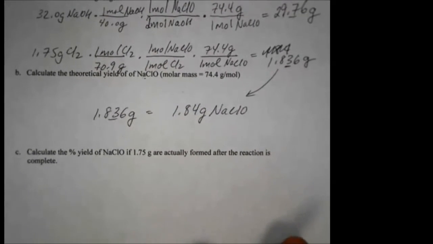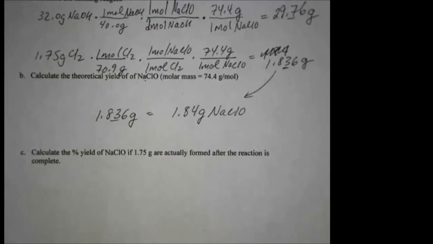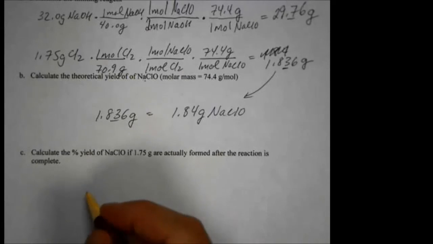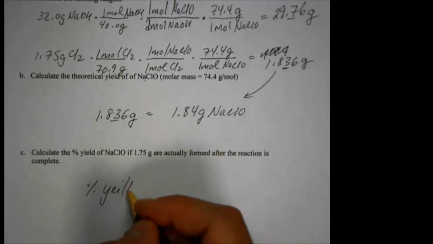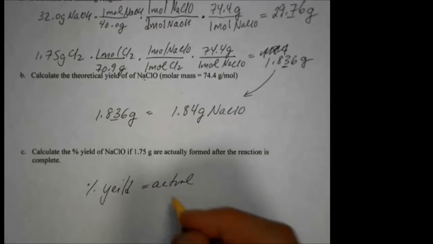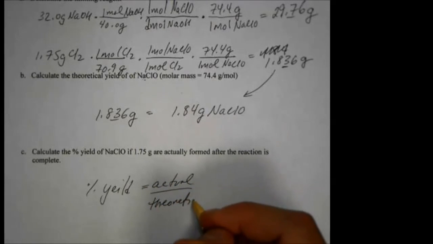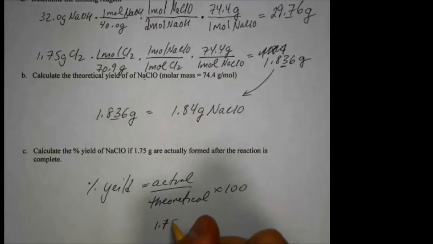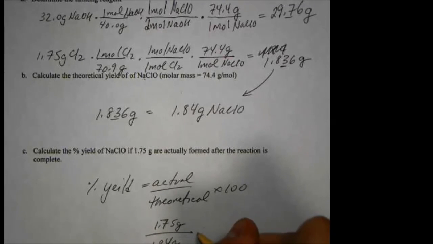Okay, and in the last part of this question, it says calculate the percent yield of NaClO, if 1.75 grams are actually formed during the reaction. So in this case, we know that percent yield is equivalent to the actual yield divided by the theoretical yield times 100. So if we plug in, that's going to be 1.75 grams, which is what they tell us is the actual. 1.84 grams is the theoretical. That's what we calculated. We multiply this by 100.